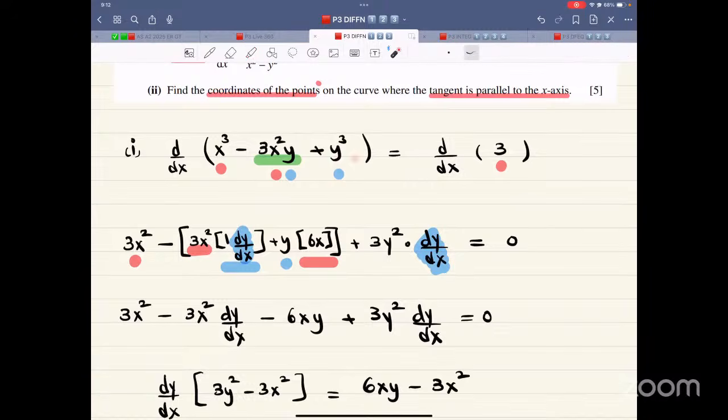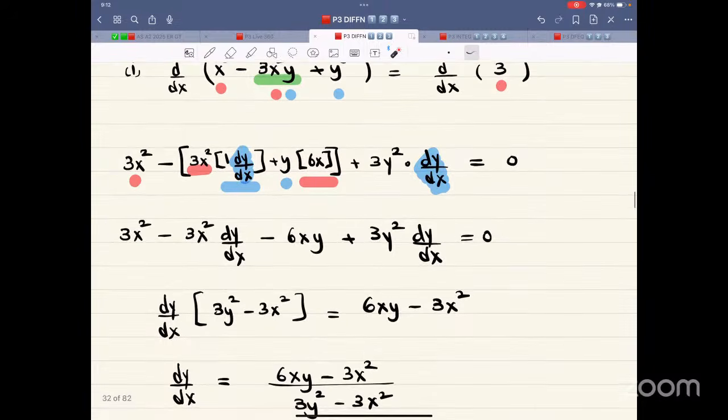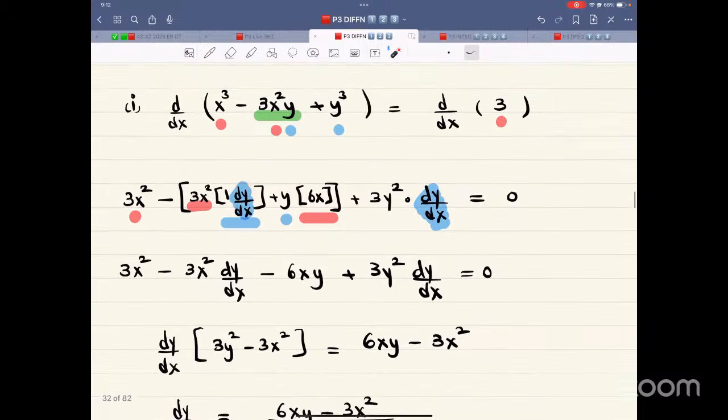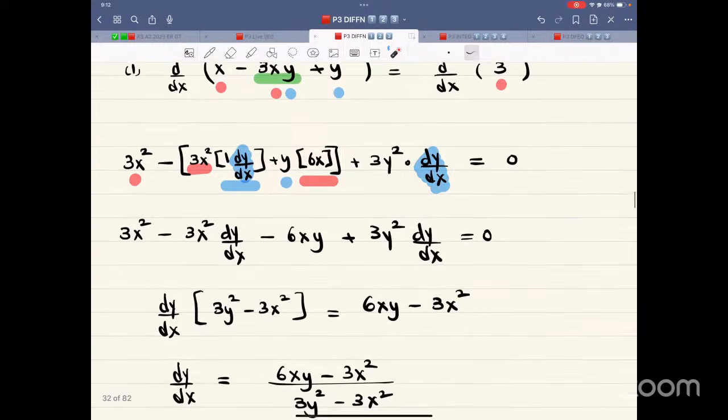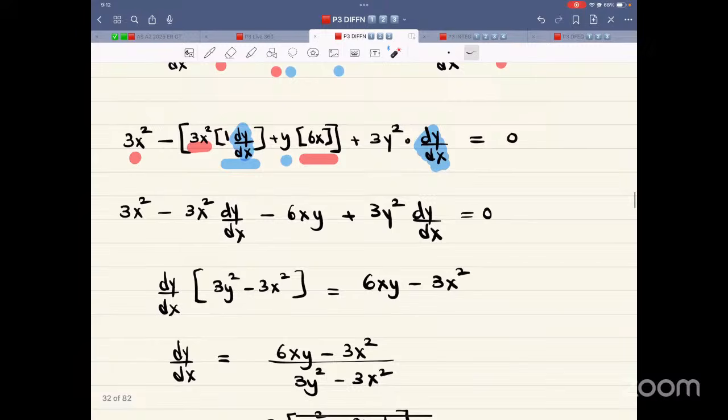Derivative of y cubed, that is 3y squared dy by dx. Derivative of a constant doesn't make a difference. Whether it was in terms of x or in terms of y, any which way, the derivative is 0. Make dy by dx the subject of the equation. So I'm making dy by dx the subject of the equation.